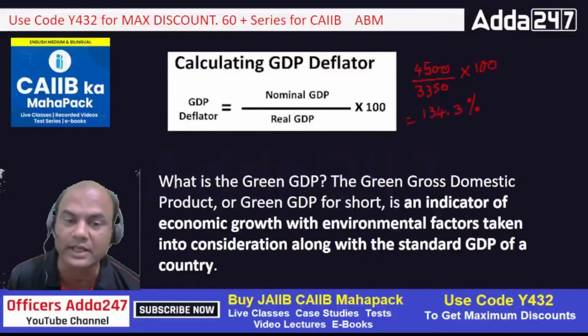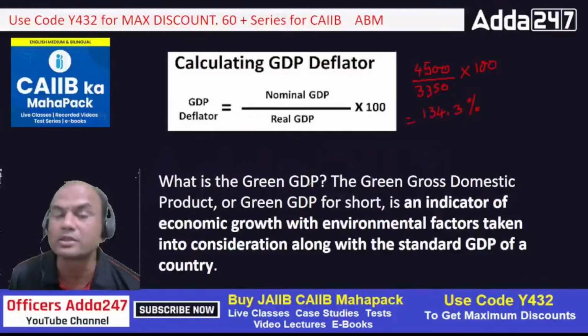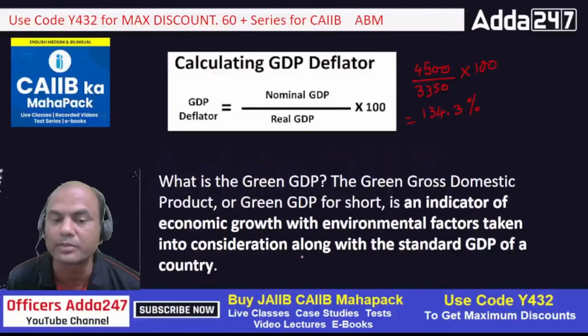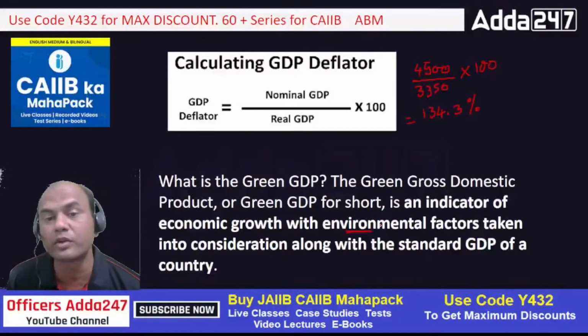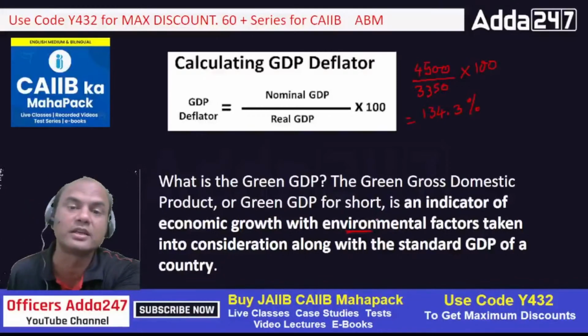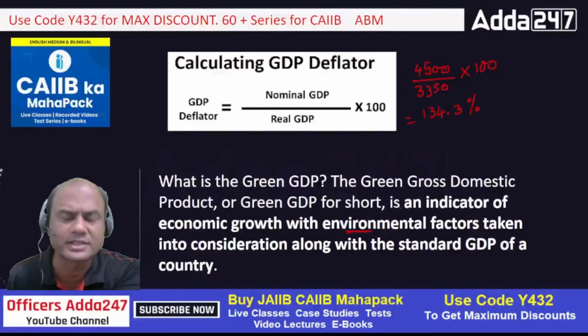Now one important question which was asked in June 22. What is green GDP? You don't have this in your book. Never will you get it anywhere else. But this question was asked in the June exam. The green gross domestic product, or green GDP for short, is an indicator of economic growth with environmental factors taken into consideration along with the standard GDP of a country. So environmental factors are to be taken into account. The whole focus of the world is moving towards green, right? So that's why environmental factors are of much importance in this world now. So that's why even banking has changed now.